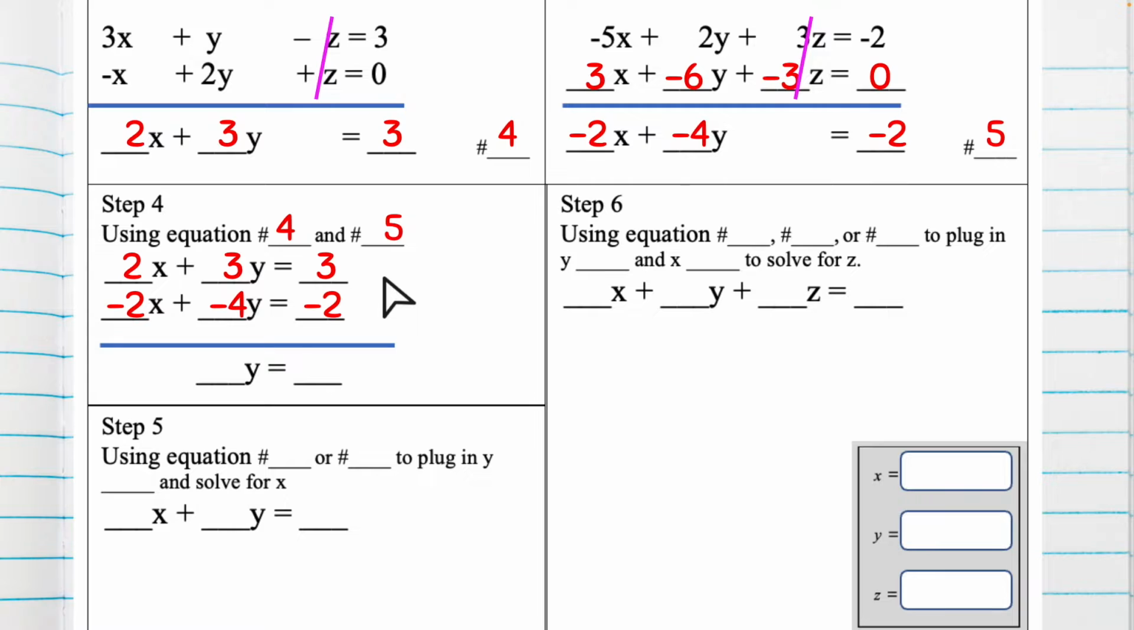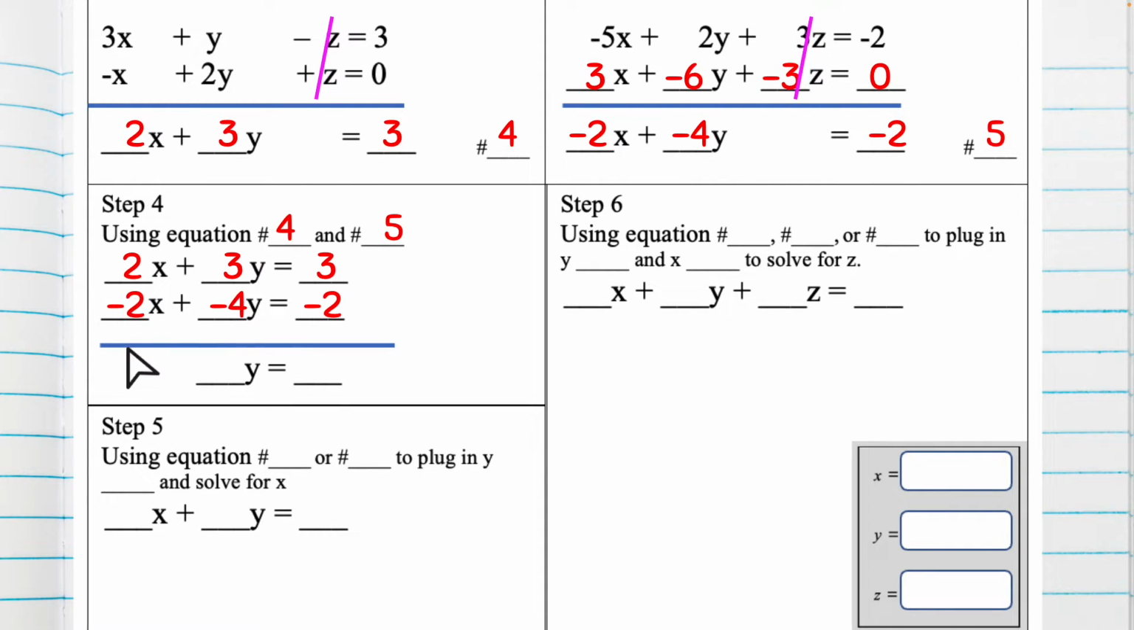The 2's already matched except for being opposites, which is what we want, because when I add straight down, 2x minus 2x cancels. Yay! So this one lined up really nicely. I'm not going to have to manipulate it like I did with this one where I had to multiply by negative 3 to get something to match. So now I'm going to add straight down.